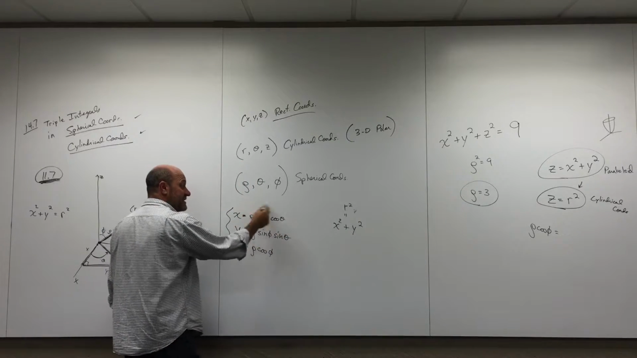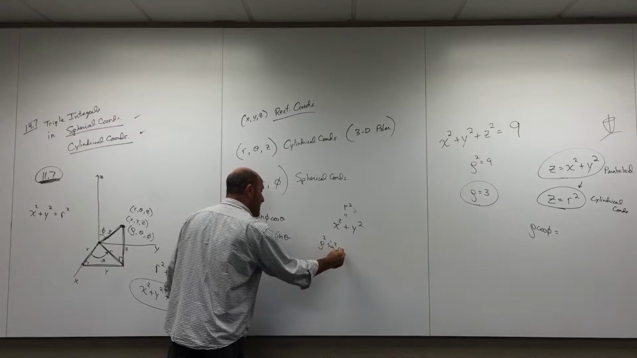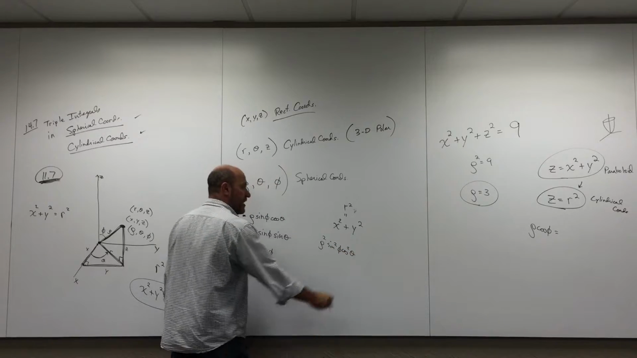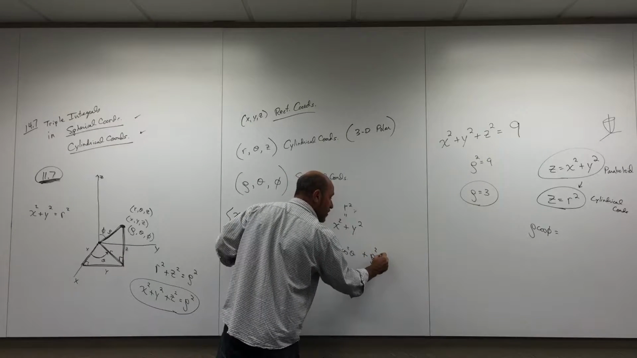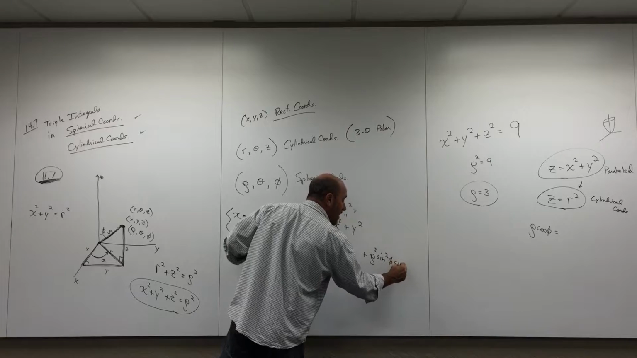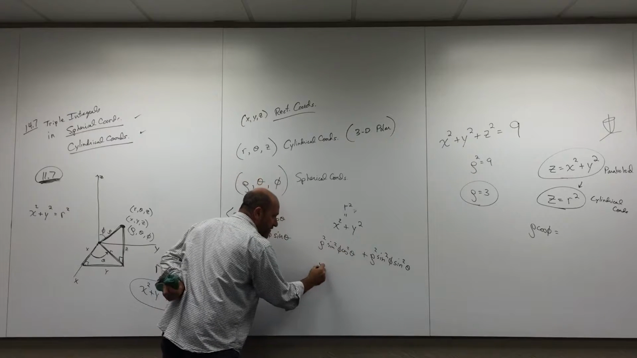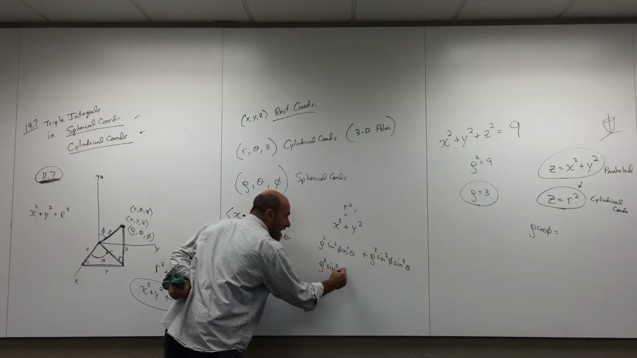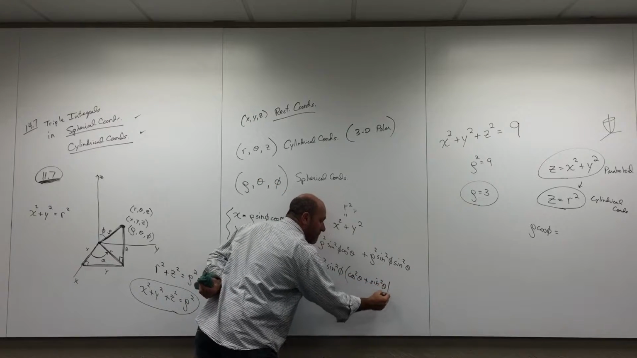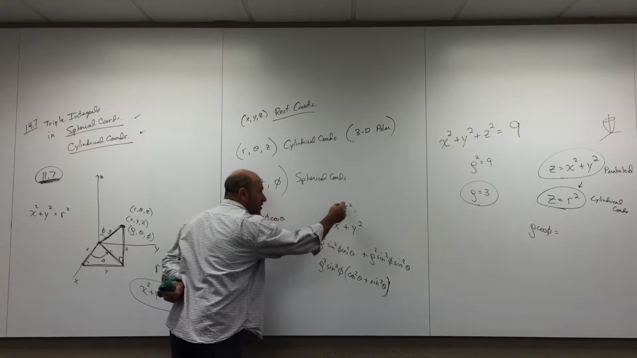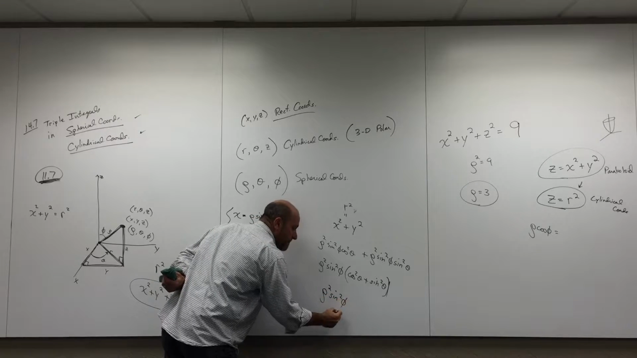X is actually this. So x squared is rho squared sine squared phi cos squared theta, plus y squared, which is this squared, rho squared sine squared phi sine squared theta. Watch out for your phis and thetas. I'm going to factor out a rho squared sine squared phi, and it leaves me with cos squared theta plus sine squared theta. Guess what that is? 1. So I just converted r squared into rho squared sine squared phi. That's r squared.